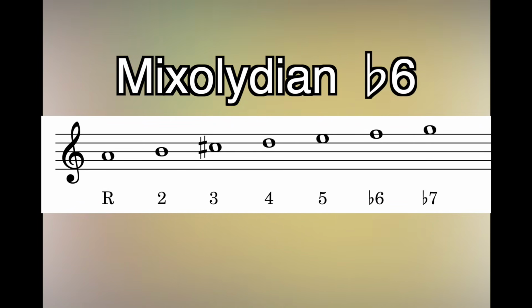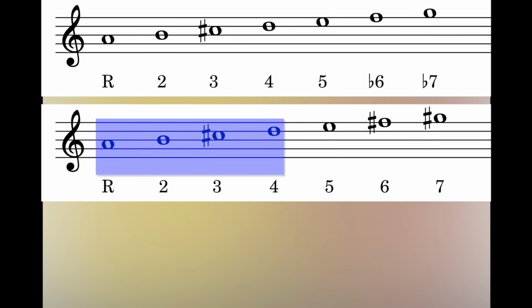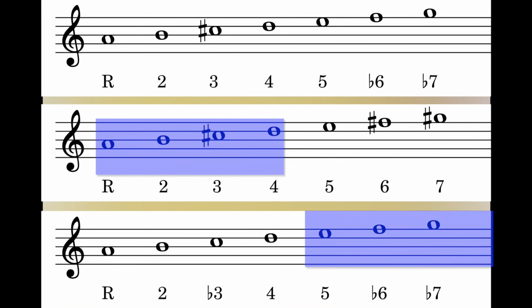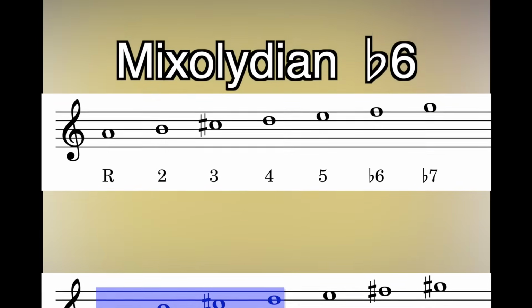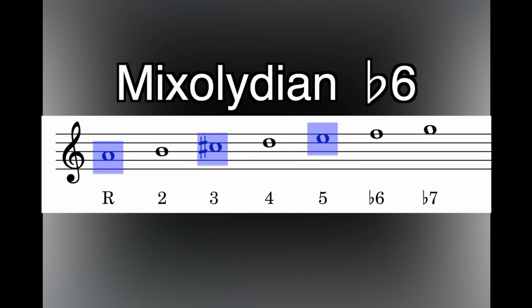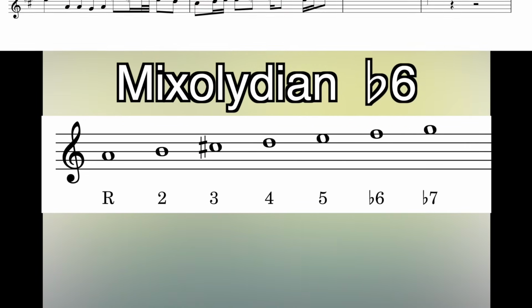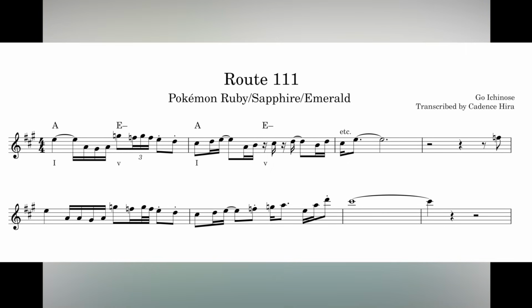We talked earlier about how melodic minor is kind of half of minor and half of major. Mixolydian flat 6 sounds like the opposite. The first half is identical to major, the second half sounds like it's from natural minor. And the result is this interesting hybrid sounding scale, much like melodic minor. Our 1 chord, our home, is major, but we have these slightly spicier notes later in the scale from minor. Take a listen to how it sounds in Route 111 from Pokemon.